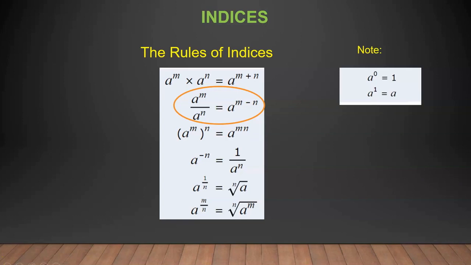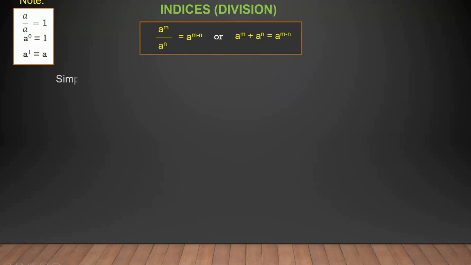It's also worth taking note that any base raised to the 0 power is equal to 1, and if the base is raised to the first power, it is equal to the base itself. So we don't need to write 1 as a power. Instructions for division could be simplified.